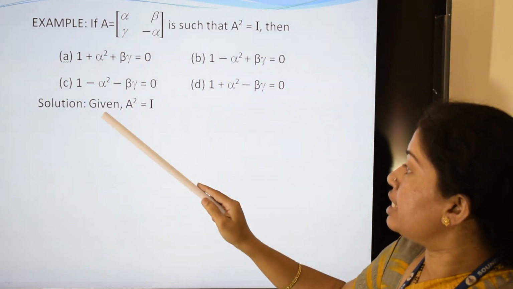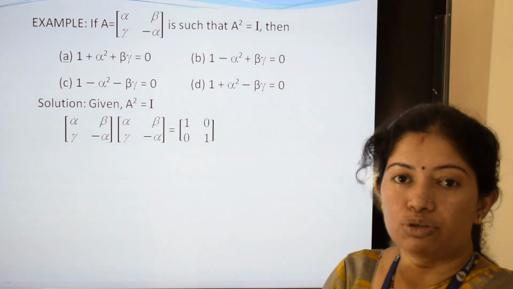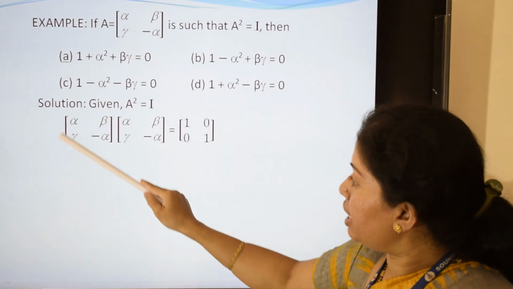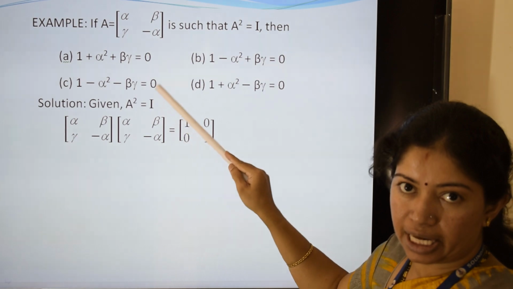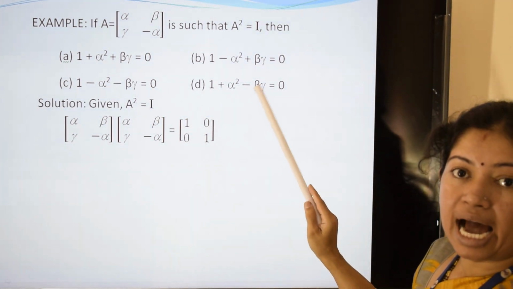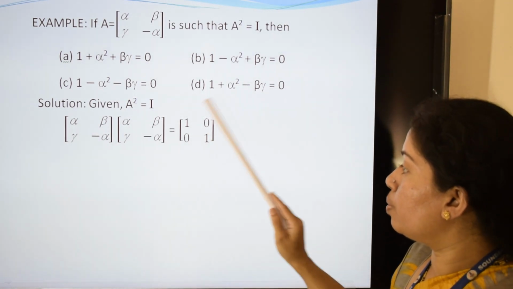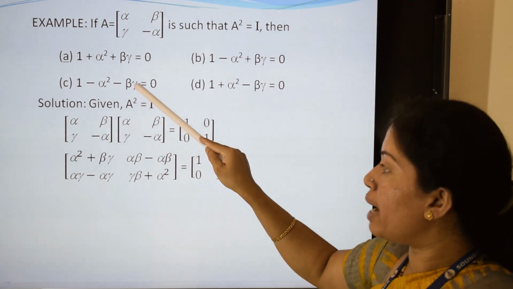So matrix A is given, we have to find A square. So how to find A square? You have to multiply A with A. So write matrix A into again that matrix A is equal to identity matrix of order 2. So you have to take identity matrix of order 2. Now let us multiply. So again same procedure, row by column.